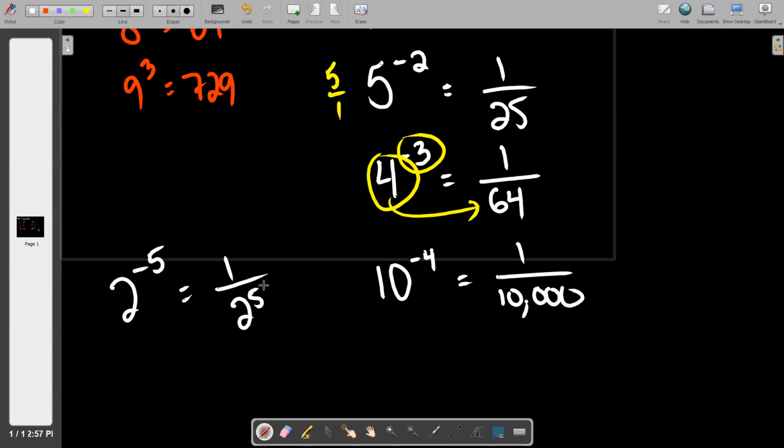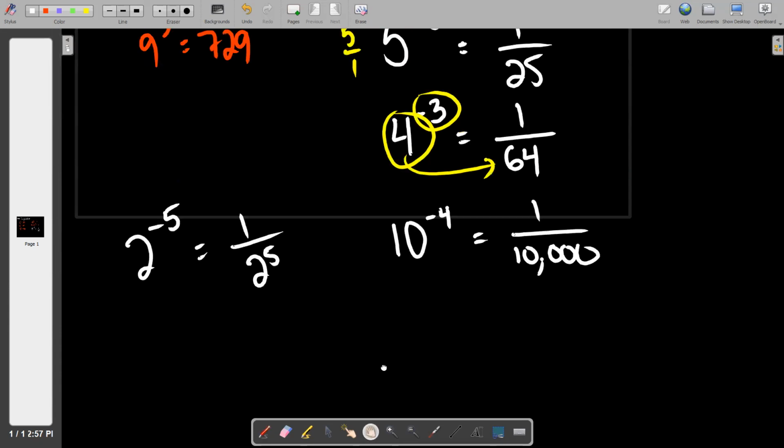So again, to summarize, anything with an exponent of 0 will equal 1, and anything with a negative exponent is just the flipped over version of itself and then evaluated. Good, good. Okay. Then let's talk about logarithms.